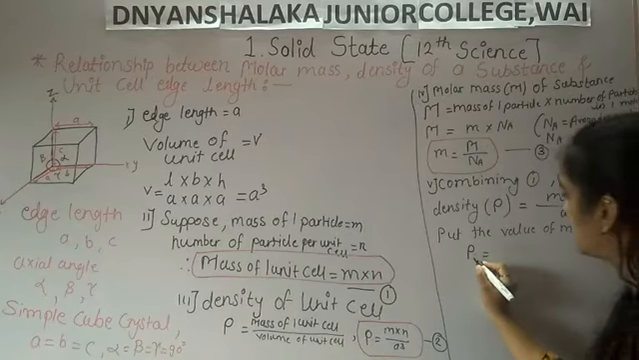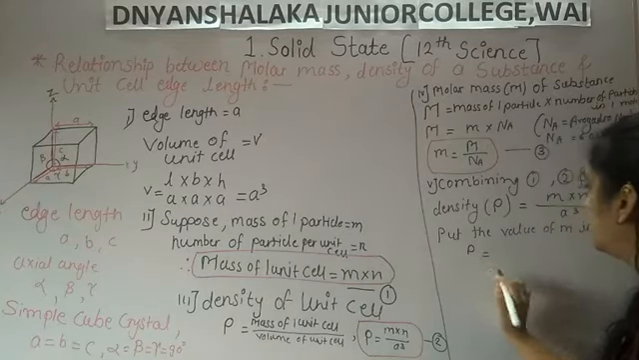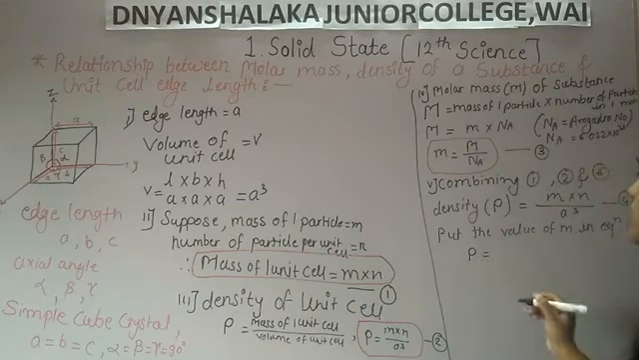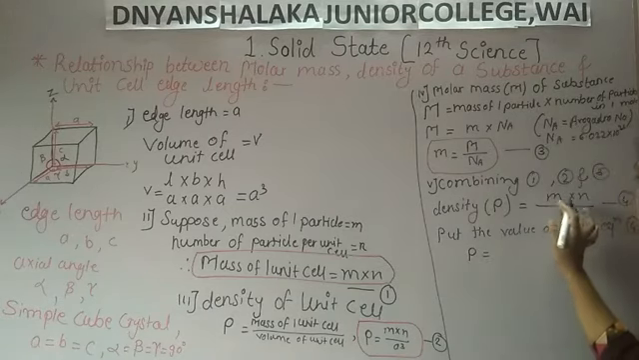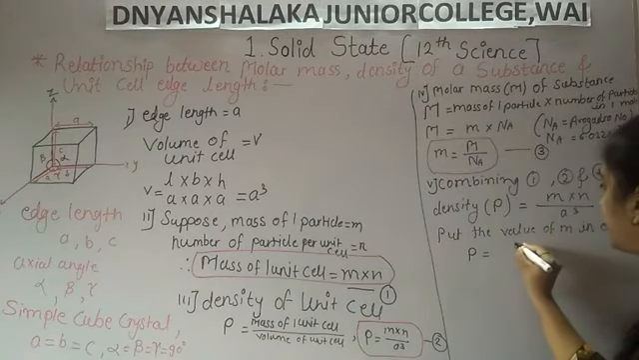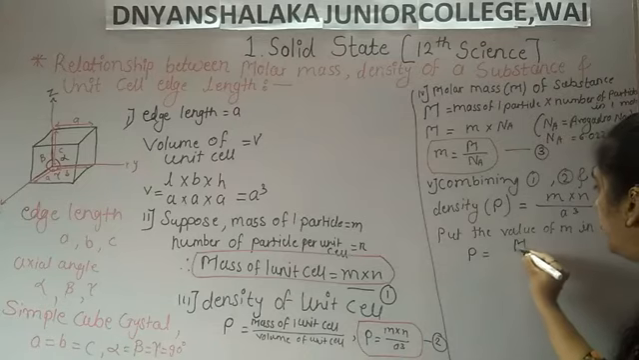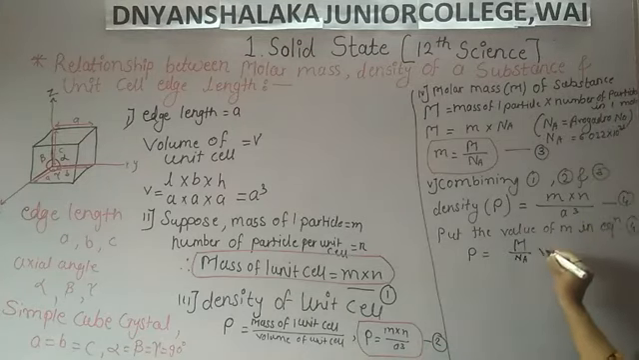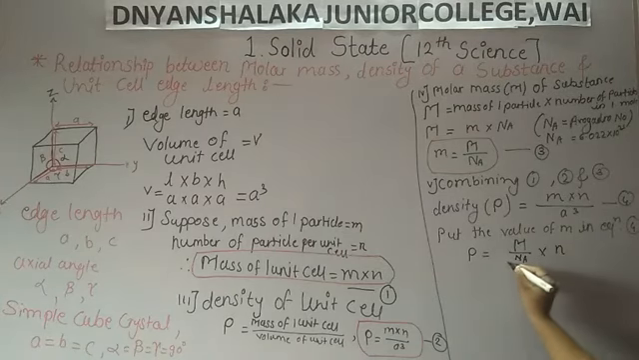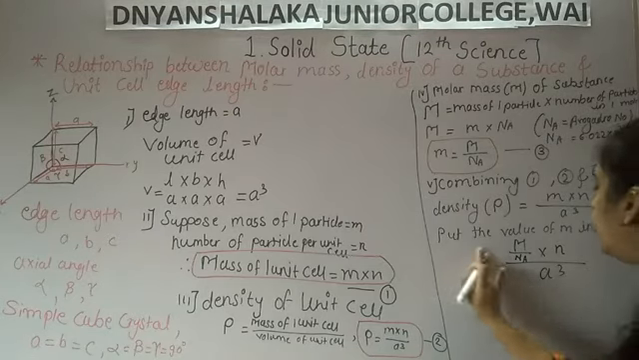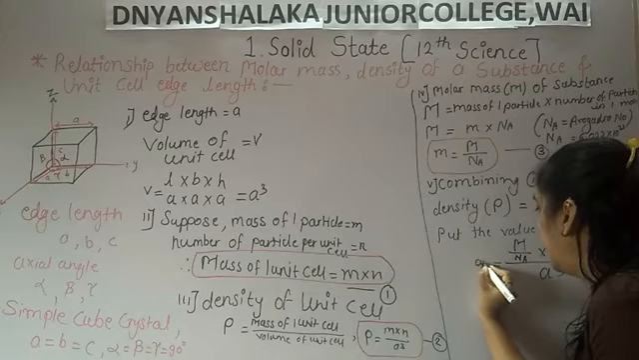So rho, which means density of substance, is equal to, putting the value of m, capital M upon Na, into number of particles, small n, upon volume of cube, which means a cube upon volume of cube, means a cube.